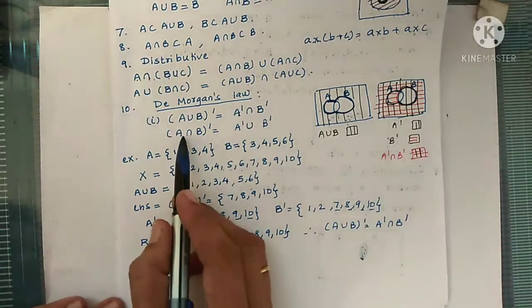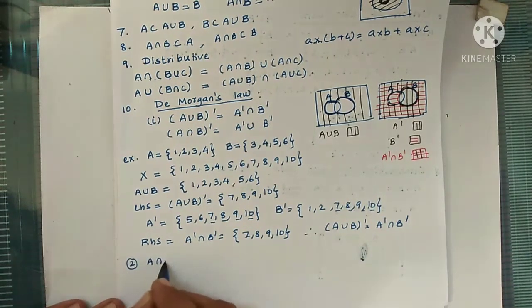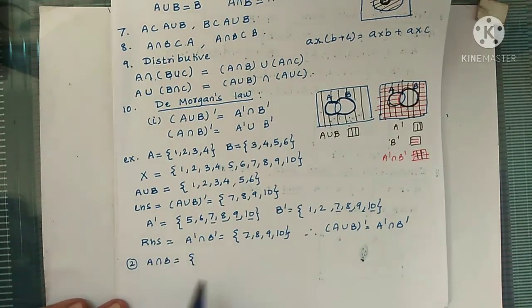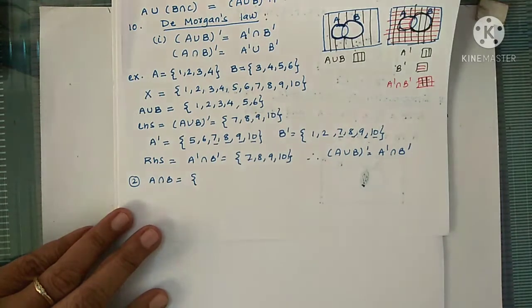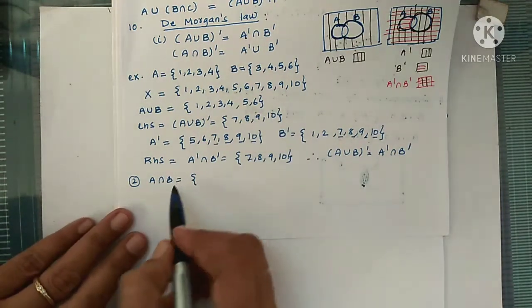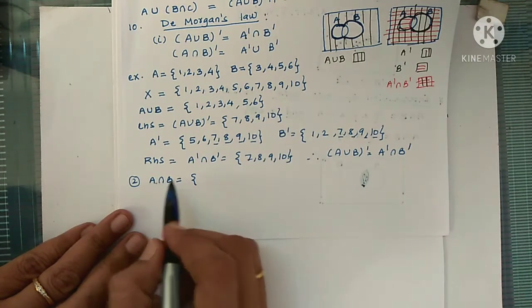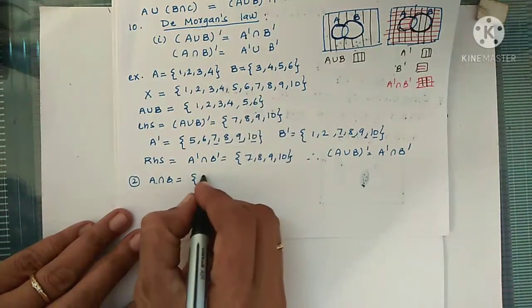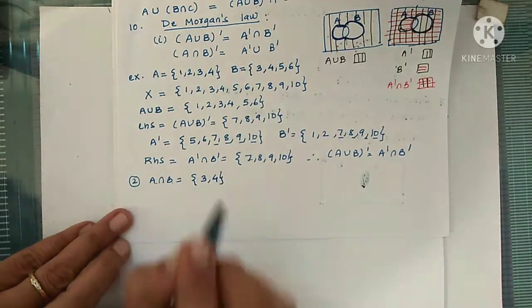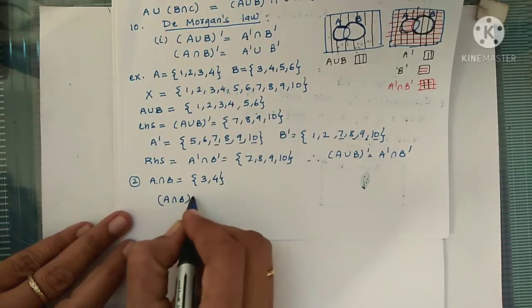Now for the second law, first write down A intersection B. Always think about the meaning first. Once you get the meaning, you can easily write down the sets. Intersection means common elements of A and B. Which are those elements? 3 and 4. You can see 3, 4 both belong to A and B. So A intersection B is the set 3, 4.